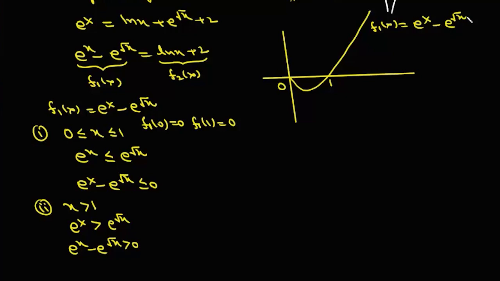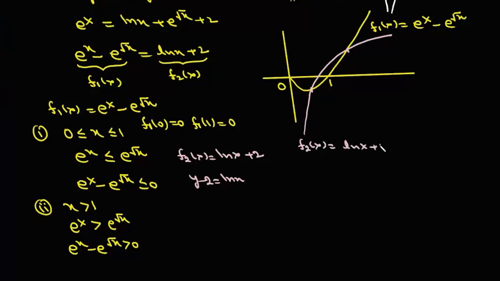Now this f2(x) function is simply log x plus 2, and basically this is y minus 2 equals log x. So we have to take the graph of log x and then shift it 2 units upward. This graph will be drawn like this. So it will intersect at 2 points. This is the graph of f2(x), which is log x plus 2, and it will have 2 roots, say alpha and beta, where alpha is less than 1 and beta is greater than 1. So this equation will have 2 real roots.